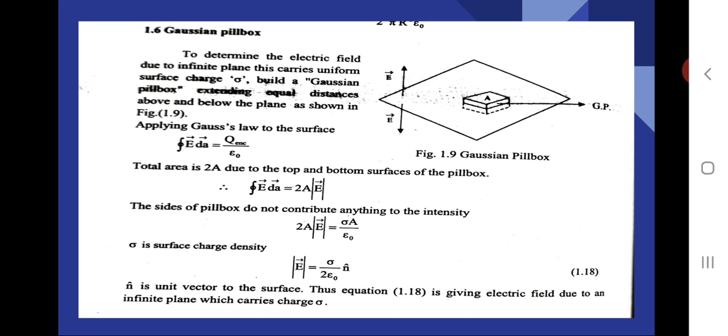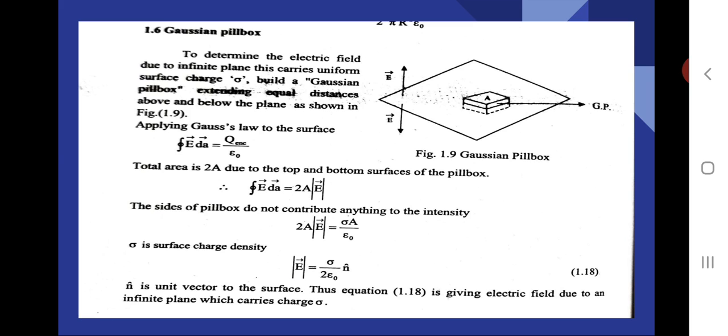Now this is a Gaussian pillbox. Now in Gaussian pillbox, here is one plane and we have to determine the electric field due to this infinite plane. This carries uniform surface charge sigma, which is shown in figure.